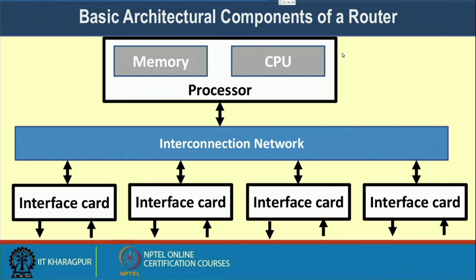We have the route processor at the top, and that route processor contains a memory and a CPU, and then we have an internal interconnection network bus with which the individual interface cards are connected, and those interface cards work as the input output for the routers.